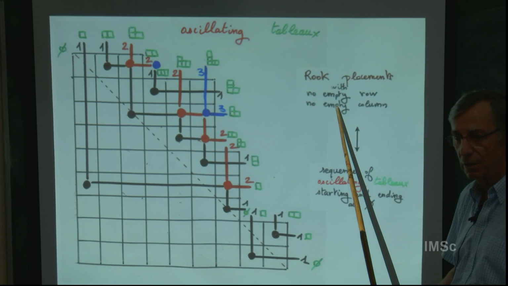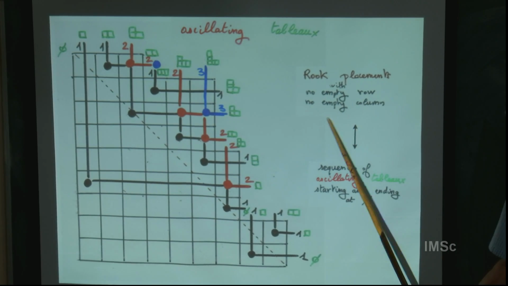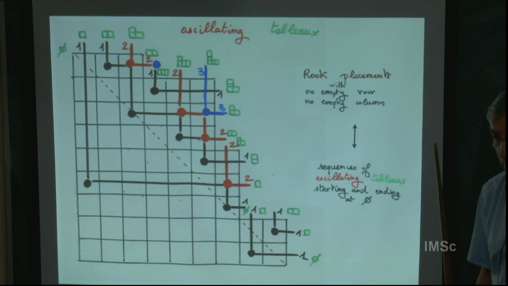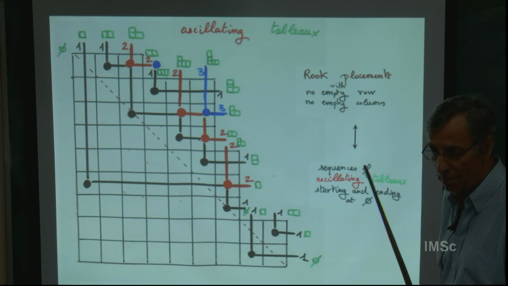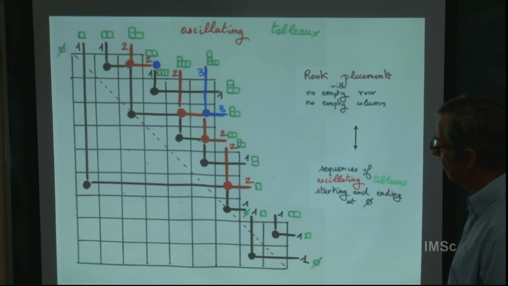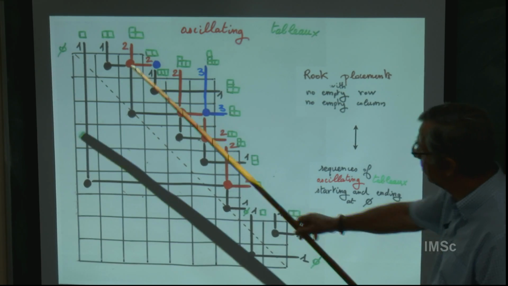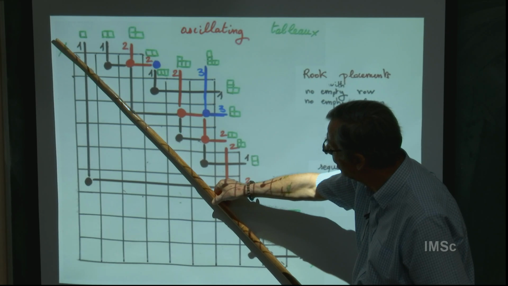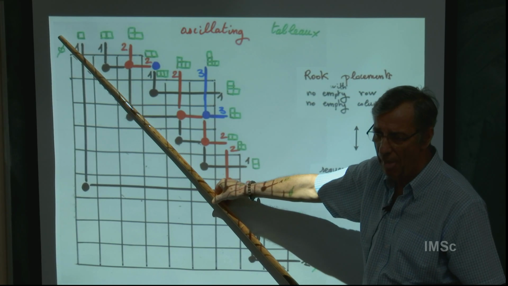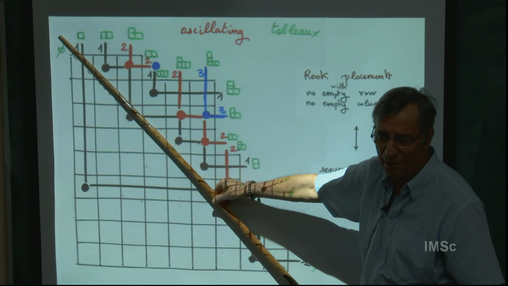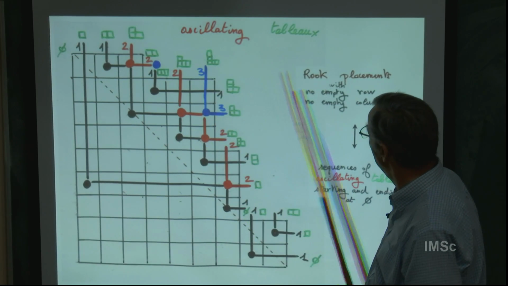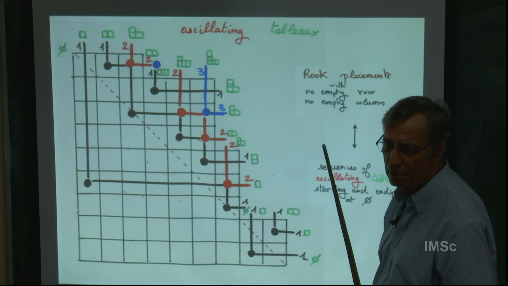I take a special case of rook placement: there is no empty row, no empty column. So each row and each column has one and only one black point. This is an example. In that case, you see, I have put this line. What is above this line is a Dyck path. If I know the Dyck path, I will be able to put a rook in each row and each column.